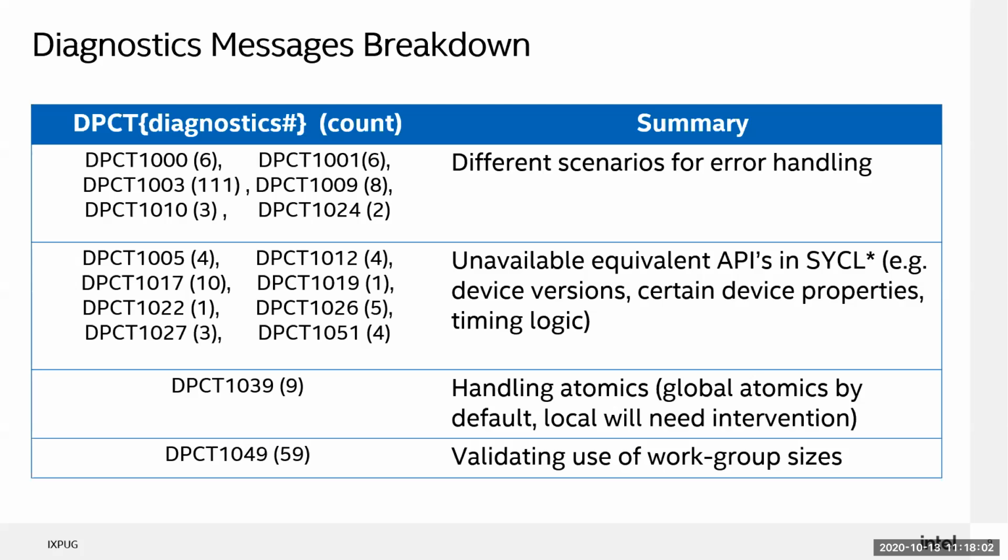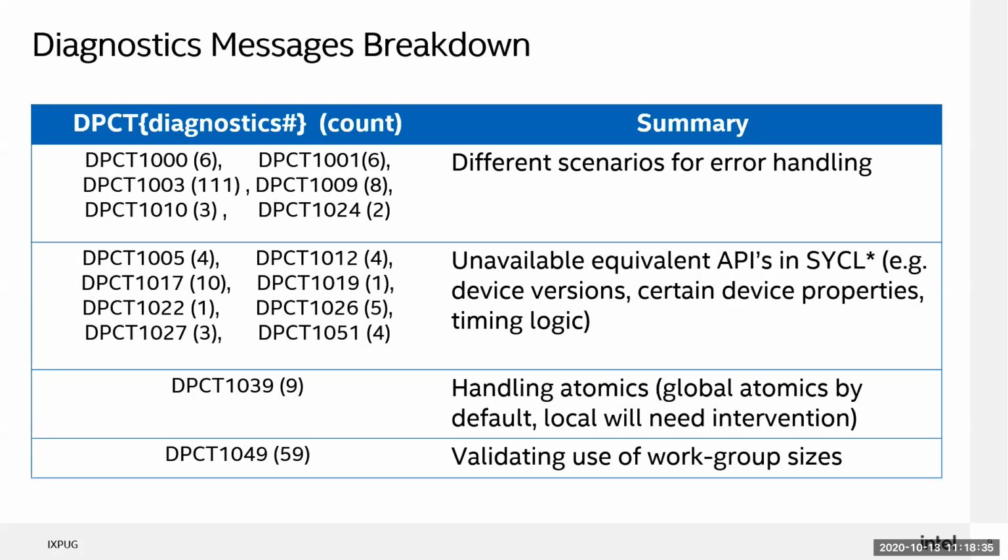There was one more important thing I noticed, which was the use of atomics. When the compatibility tool migrates code which has atomics, it assumes that the atomics are global atomics by default. In case your code is using shared local memory atomics or local atomics, then an additional property will need to be manually provided to those calls. So this has to be reviewed and correctly implemented.